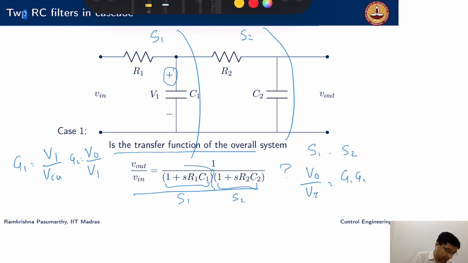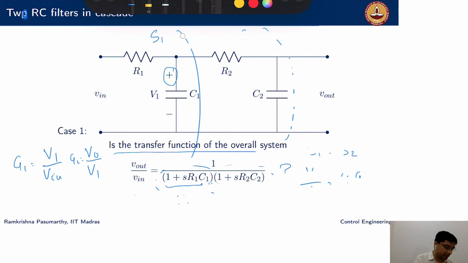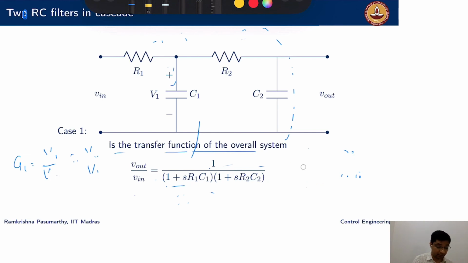And these G1, G2 individually look something like this. Okay, is this the answer now? We will try to answer, and whenever we are in doubt, we just go back to the basics. What are the basics of deriving a transfer function? The basics of deriving a transfer function are: write down the equations from first principles.